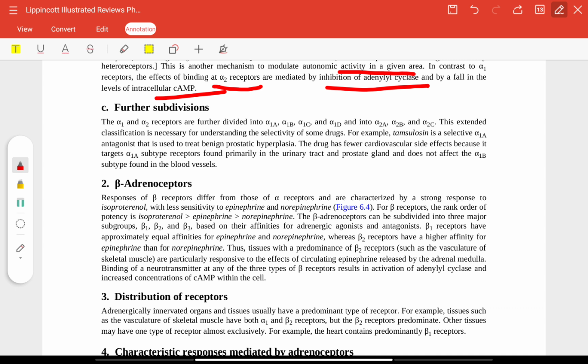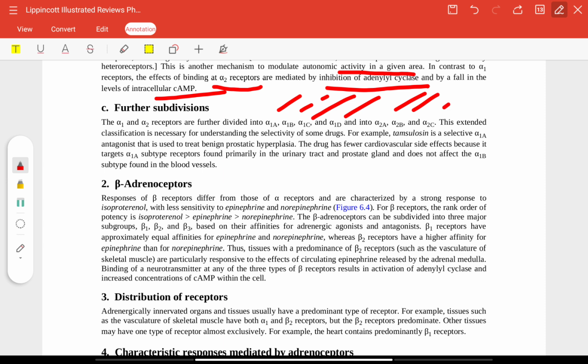There are also further subdivisions: alpha 1A, alpha 1B, alpha 1C, alpha 1D, alpha 2A, B and C. But it is not necessary to understand in depth. You can just have a look. For example, tamsulosin is selective for alpha 1A, and it is used in benign prostatic hyperplasia. As it is so selective, it gives very few side effects, and you have to remember this drug for the treatment of benign prostatic hyperplasia, BPH, commonly found in elderly men.